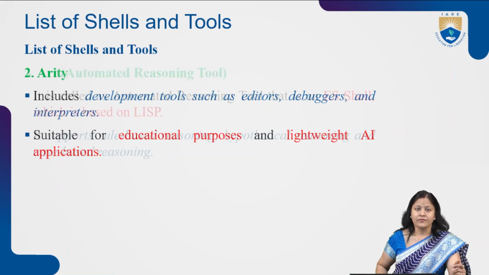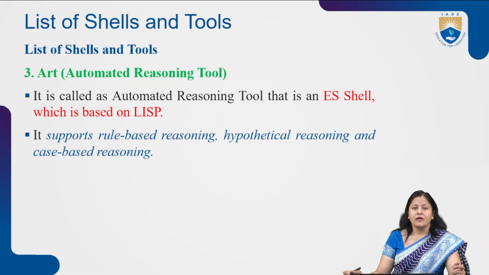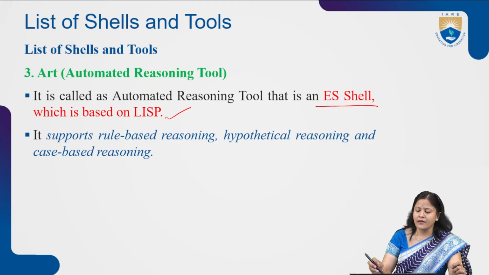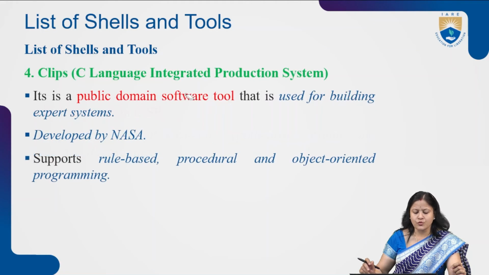The third one is ART, A-R-T, automated reasoning tool, which can reason or process automatically. It is called an automated reasoning tool, an expert system cell or expert system environment, which is based on Lisp programming, LISP, that stands for list processing. It supports rule-based reasoning, hypothetical reasoning, and case-based reasoning also.